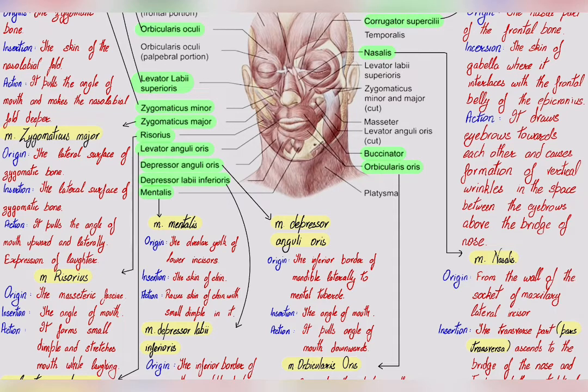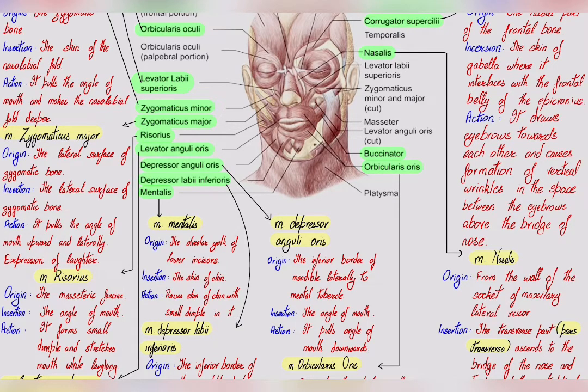The next muscle is the depressor anguli oris. This muscle is located over here, as you can see in this picture, and it originates from the inferior border of the mandible, lateral to the mental tubercle, which is located somewhere over here. It has its insertion in the angle of the mouth, as we all know, and it performs the action of pulling the angle of the mouth downwards.